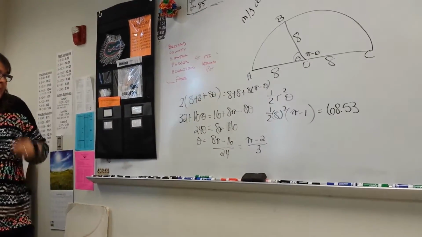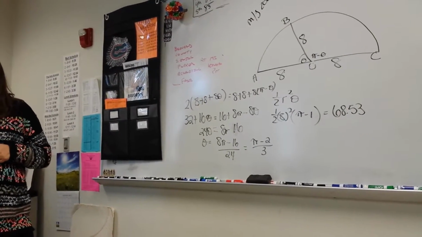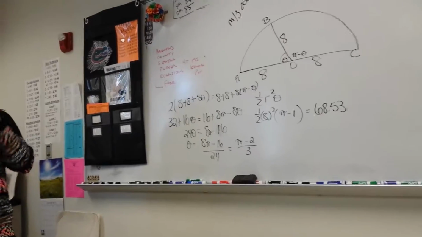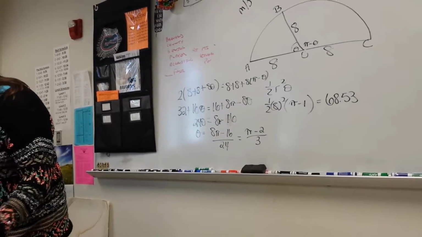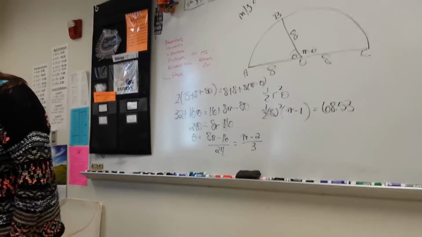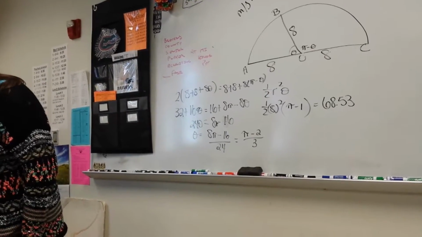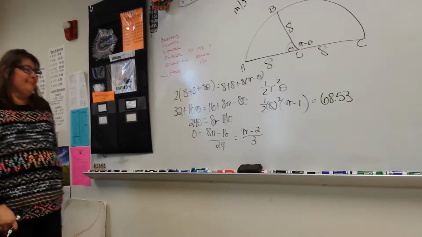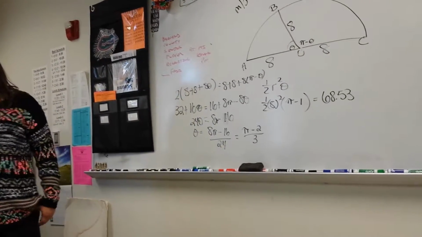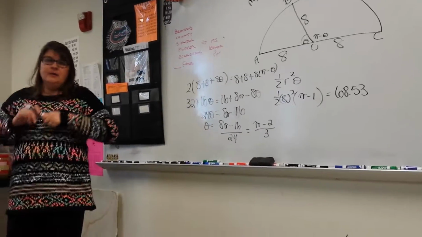Would it be okay to use a decimal answer? No, because I think it wants it in terms of pi. They did specify. Okay. Yeah, so you can do 0.305.